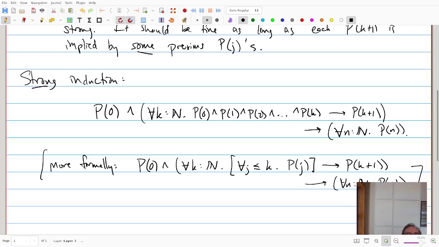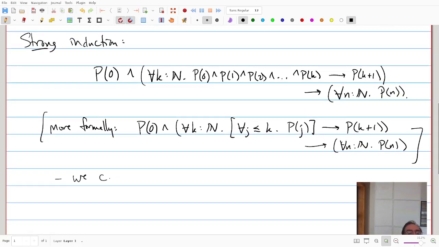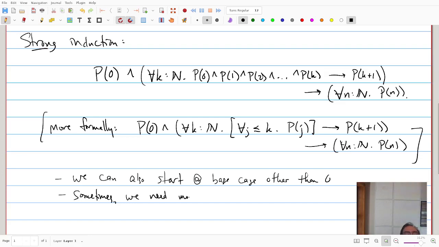So we can also start at a base case other than 0. And sometimes we need more than one base case. I'll just say see examples. I think when we do an example of this, it'll become much clearer. And it's one of those things where it's always fine to just try with a single base case, and then at some point, if you're being careful, you'll realize that you're stuck and that you need another base case.